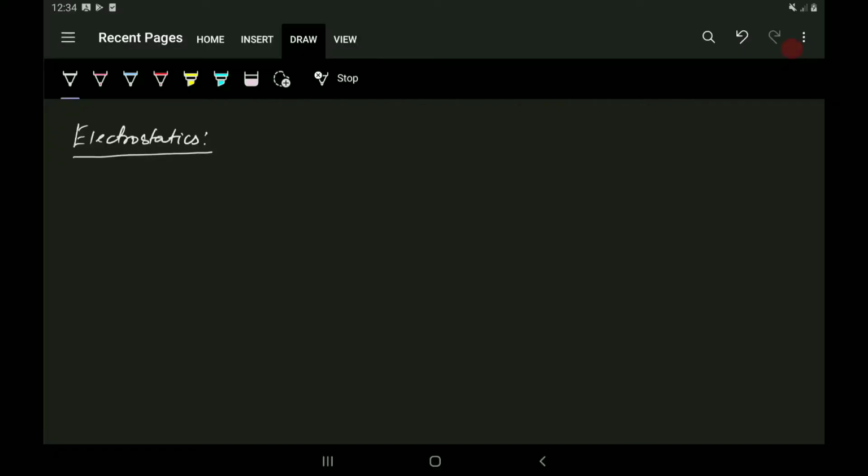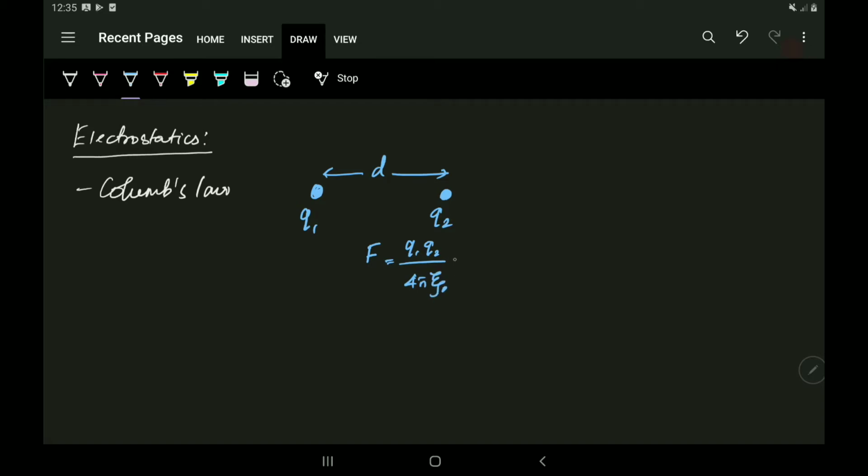So coming back to electrostatics in detail, as I told you, electrostatics is mainly because of Coulomb's law. In this Coulomb's law, there will be two charges separated by a distance d, which we can name q1 and q2, and due to which there is a force of attraction or repulsion that can be given as q1 q2 divided by 4 pi epsilon naught into 1 by d square. This is the equation for Coulomb's law.